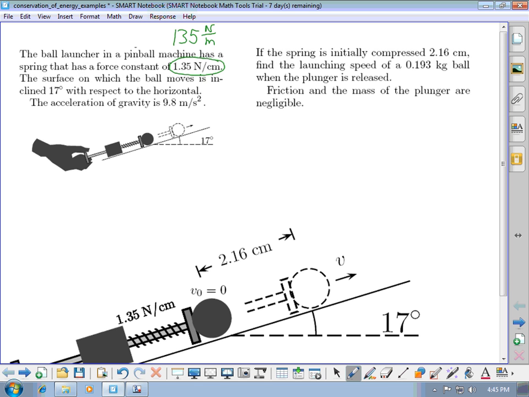The surface on which the ball moves is inclined at 17 degrees with respect to the horizontal. So this means that when the pinball is shot, it's going to be moving up a certain vertical distance. This problem is going to involve both gravitational potential energy and spring potential energy. If the spring is initially compressed by 2.16 centimeters, so that's 0.0216 meters, find the launching speed of a 0.193 kilogram ball when the plunger is released.